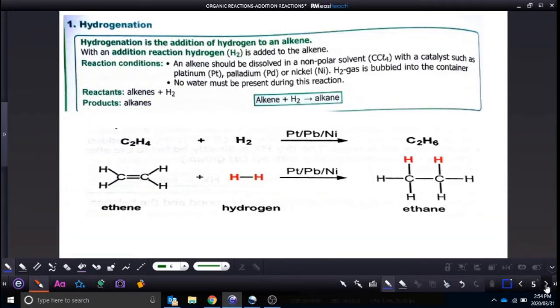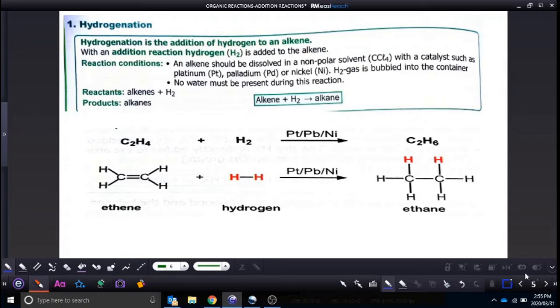Okay, so our first one is hydrogenation. Hydrogenation is the addition of hydrogen to an alkene. The most common hydrogen we use is H2. Now, each one of our addition, elimination, and substitution reactions have different reaction conditions, and these are the ones you need to study. Guys, please, this is unacceptable if you do not know these ones.